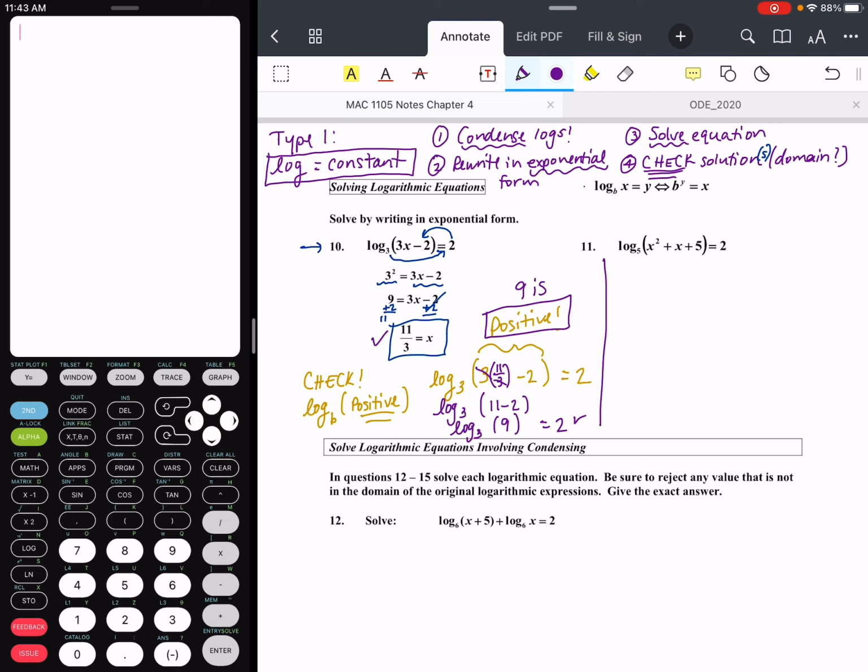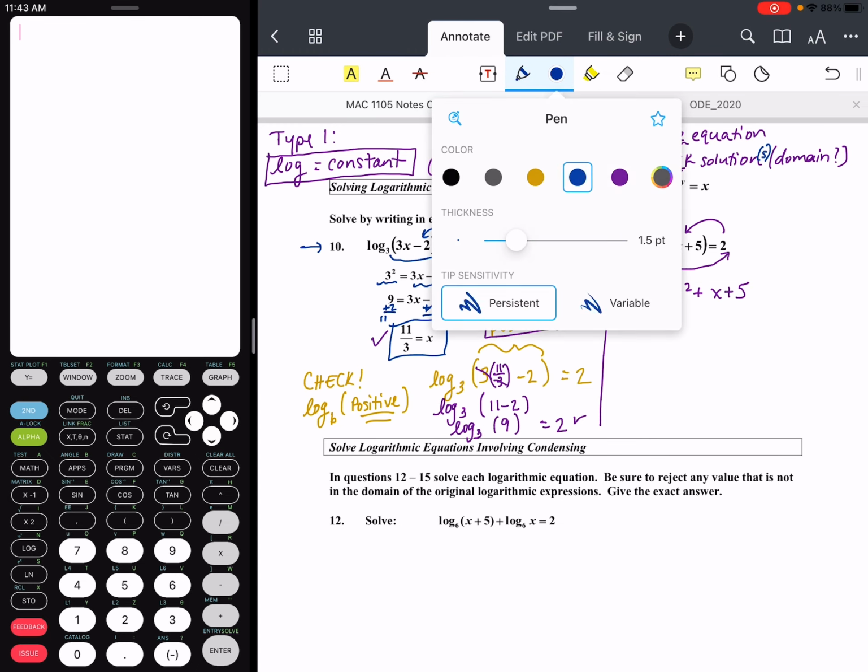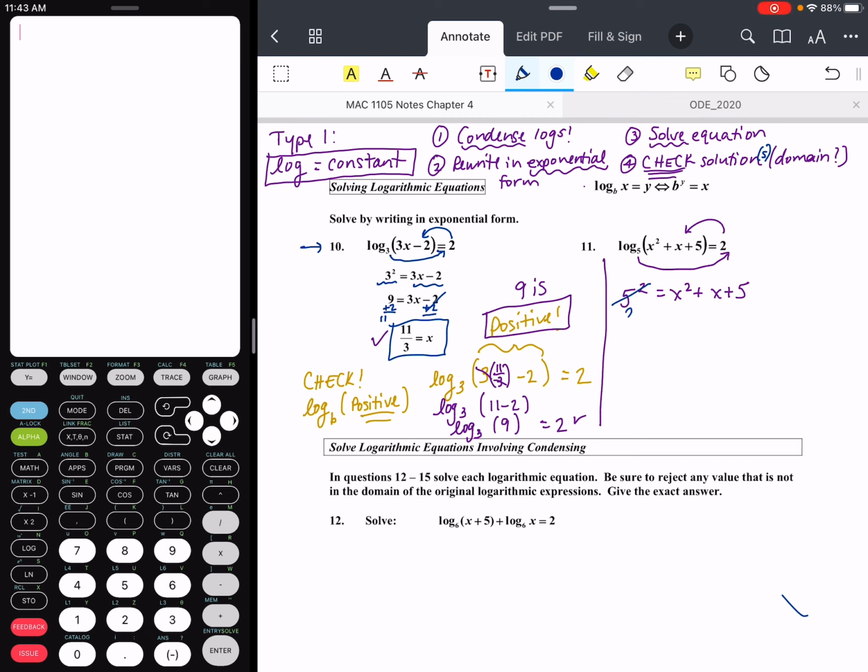Yay, we're done. When we go over to number 11, we don't need to isolate or condense the log for step 1. So we're going to go to step 2, rewrite in exponential form. So 5 squared, 5 to the power 2, equals x squared plus x plus 5. And of course 5 squared is equal to 25, so let me rewrite it as that. So 5 squared, there's 25.